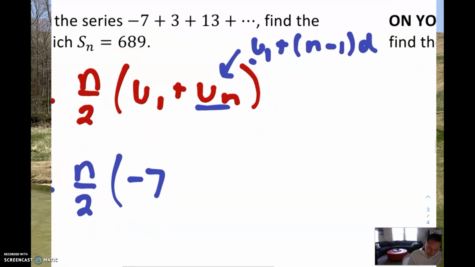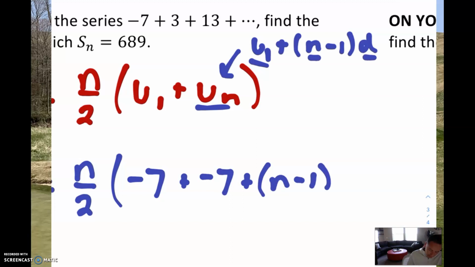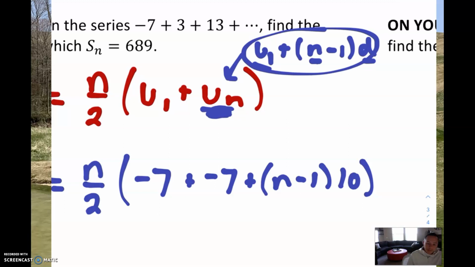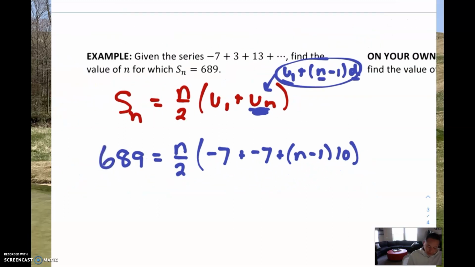So if I replace this u sub 1 here, that's going to be -7 plus, here's n. Again, I don't know what n is. That's fine. Leave it as n. And I do know the common difference is 10. So the key here was I didn't know the last term. If I don't know the last term, I'm going to replace it with that formula. And now you'll notice we're down to just one variable. So we have one missing piece of information, and that's the n.